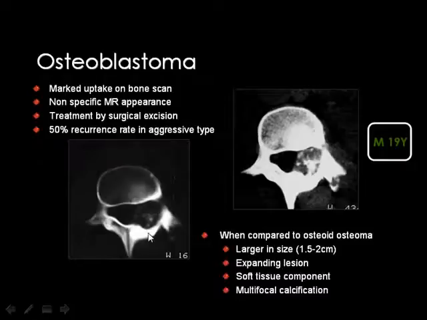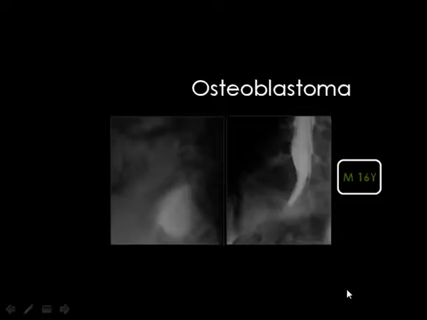Then if you see a lesion like this involving the pedicle and the lamina with expansion and extensive bone sclerosis around, matrix calcification, in this age group, you can easily diagnose the possibility of osteoblastoma. And this is an osteoblastoma of the sacrum in a male patient 16 years old.